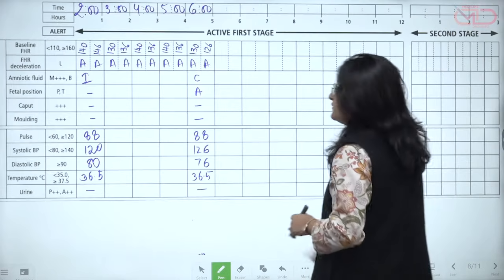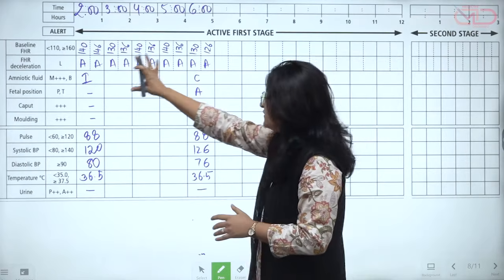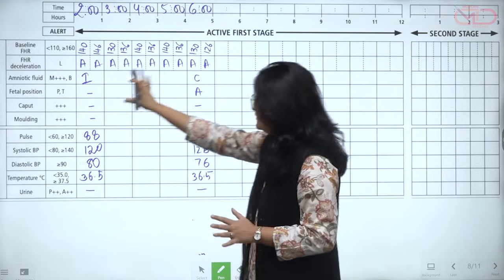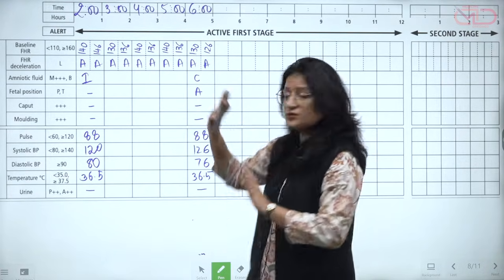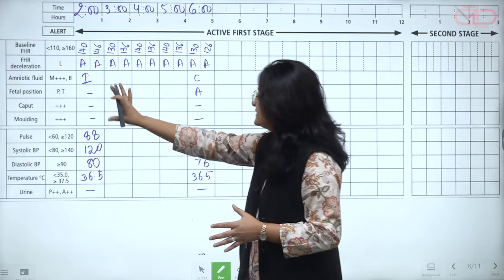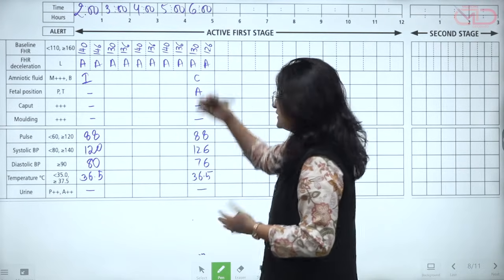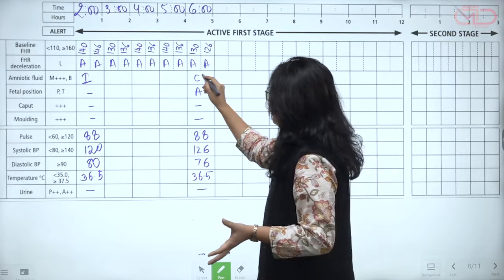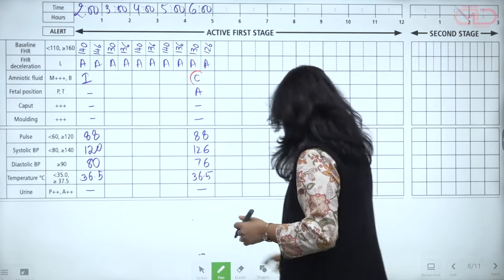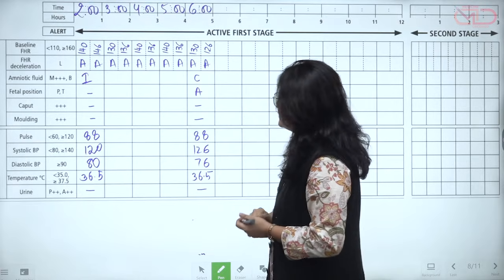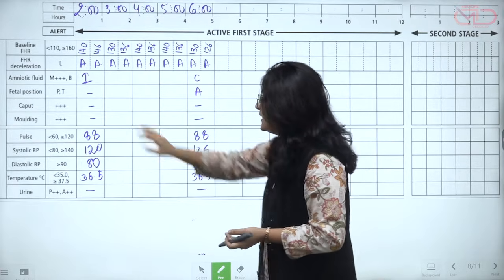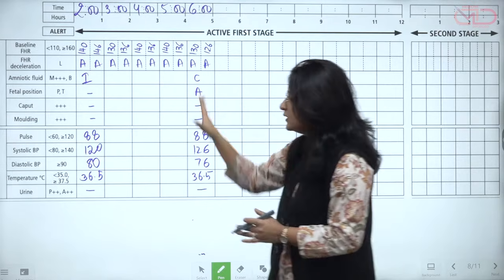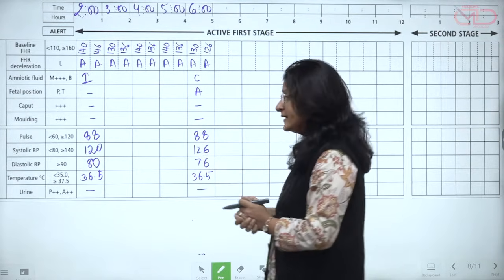And then moving on, we see that the baseline fetal heart rate has been consistently fine, no alert raised. There are no fetal heart rate decelerations, so absent, so no alert raised. The membranes have been intact, but at 6 p.m. she probably must have complained of leaking, and the amniotic fluid is clear, so that is also not an alert, so that need not be circled. Then the fetal position is occipito-anterior, let's say, so that's fine, no alert raised here. There's no caput, no molding.